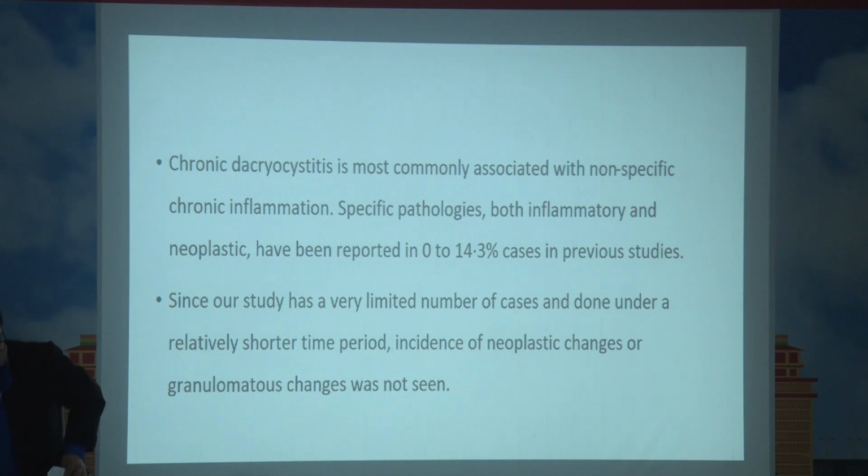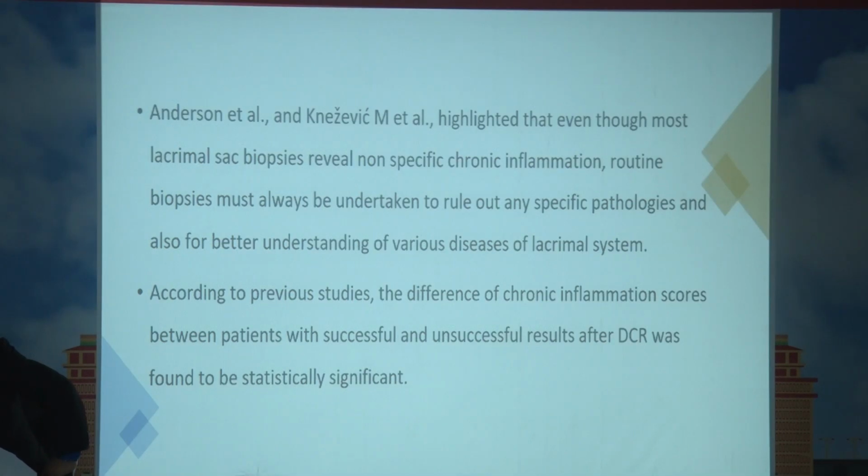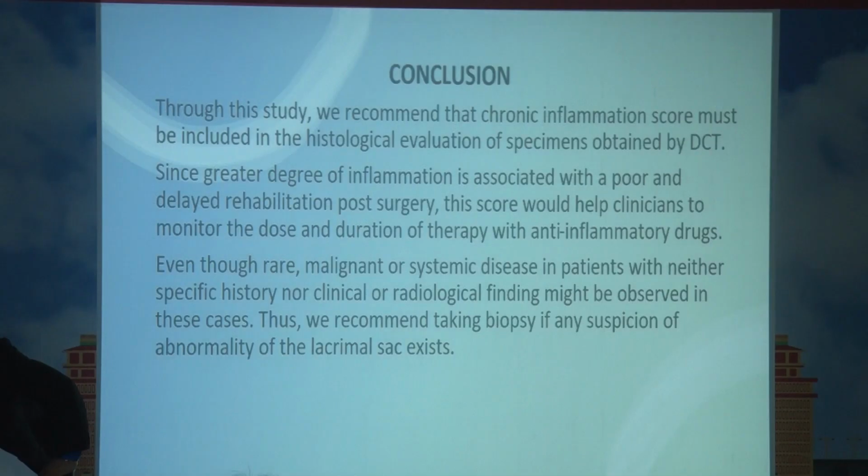Chronic dacryocystitis is mostly associated with non-specific chronic inflammation. Specific pathologies, both inflammatory and neoplastic, have been reported in 0 to 14.3% cases in previous studies. But our study has a very limited number of cases and done under a relatively shorter time period. So incidence of neoplastic changes or granulomatous changes was not seen. Anderson et al. and other studies highlighted that even though most lacrimal sac biopsies reveal non-specific chronic inflammation, routine biopsies must always be undertaken to rule out any specific pathologies and also for understanding of various diseases of lacrimal system.